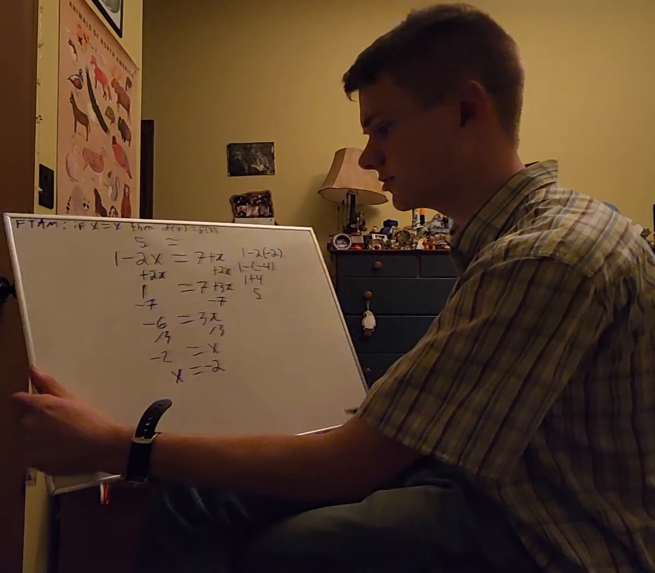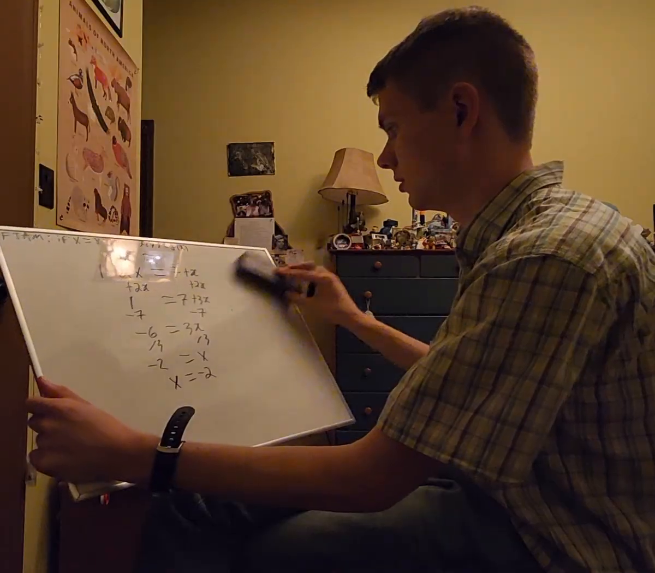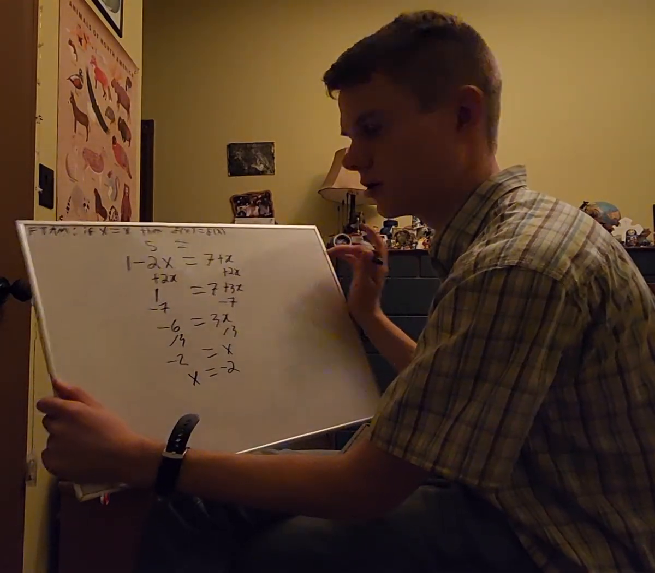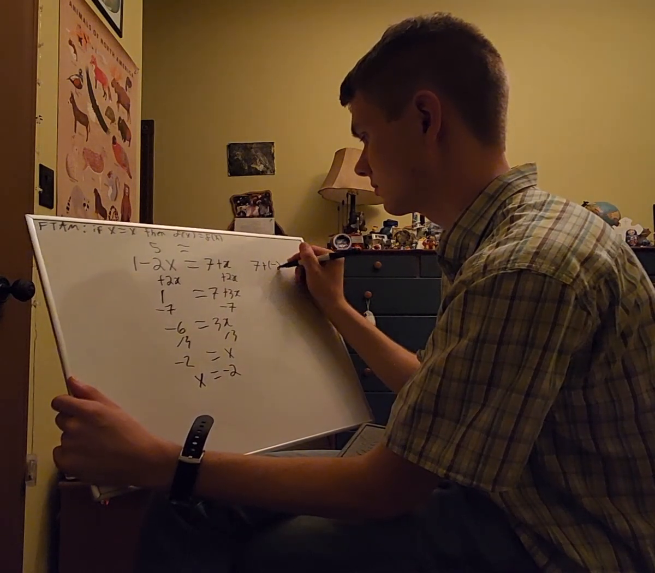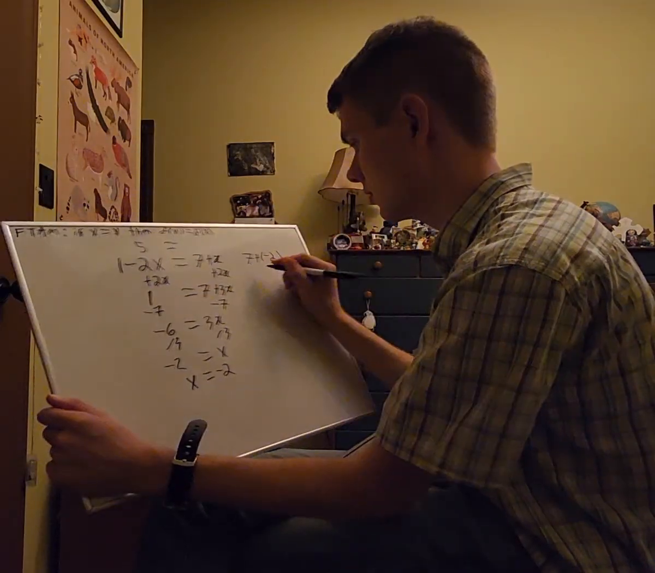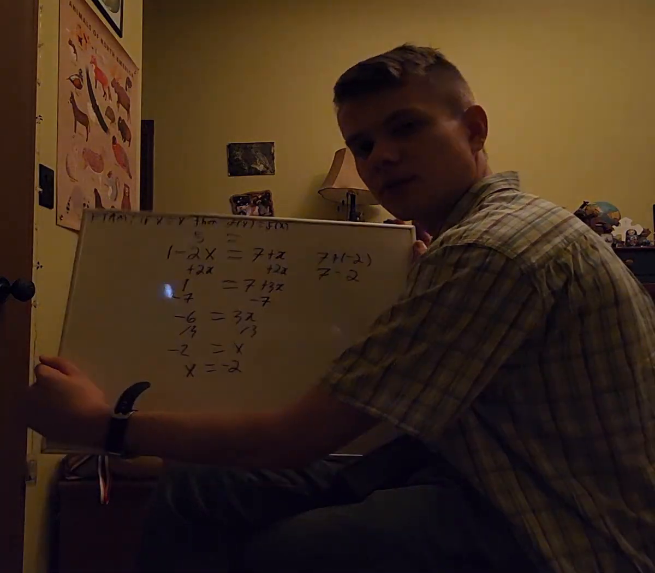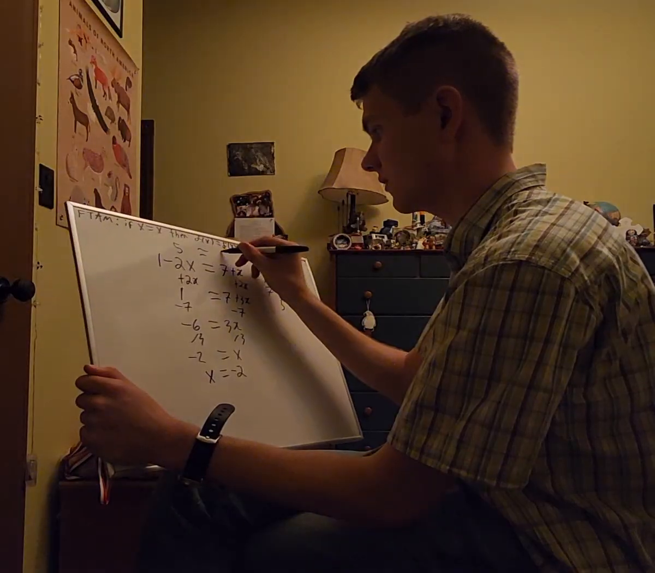Now, let's just double check and make sure that that's the solution. 7 plus x. Well, remember, x is negative 2, so it's 7 plus negative 2. That's the same thing as 7 minus 2. And 7 minus 2 is 5. Great, so we get 5 equals 5.